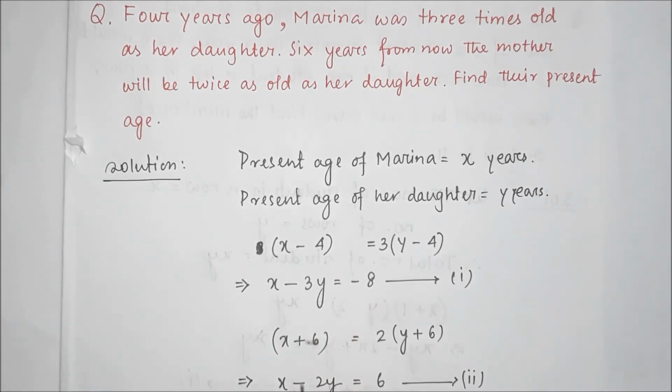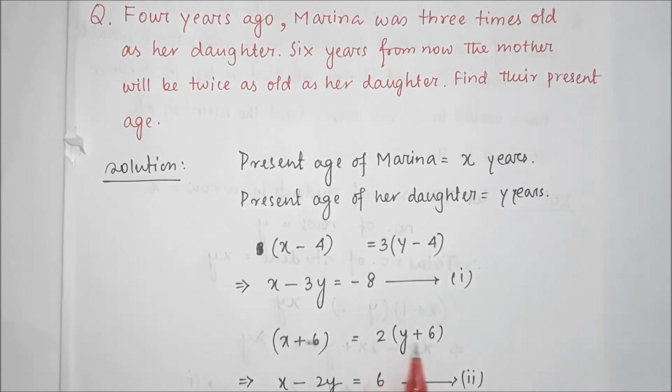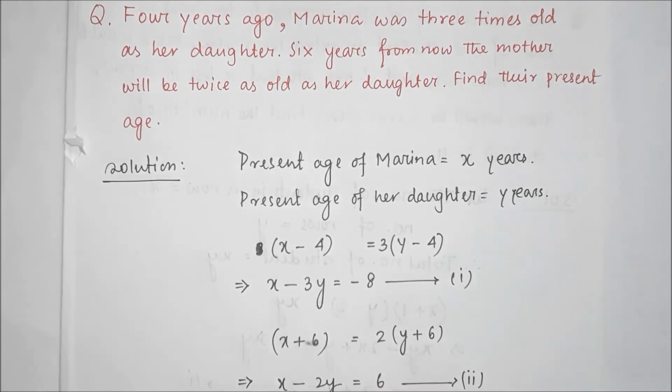If you simplify, you will get x minus 3y equals minus 8. Now the second condition is 6 years from now. 6 years from the present age, both will be 6 years older. So Marina's age will be x plus 6, her daughter's age will be y plus 6. Still Marina will be older, so we need to multiply the daughter's age by 2 to make it equal. If you simplify, you will get x minus 2y equals 6.